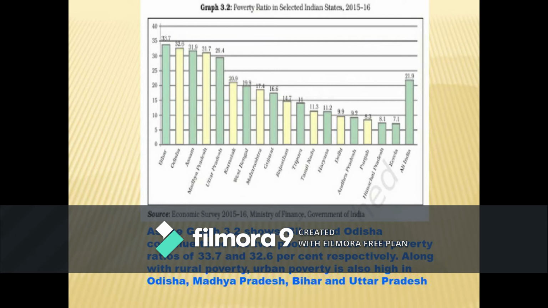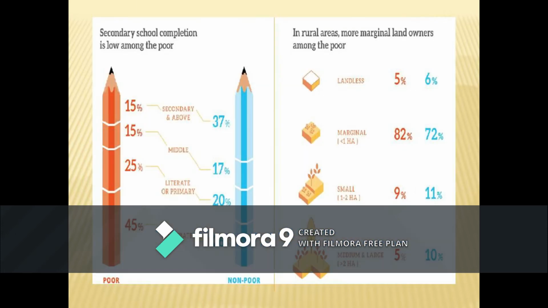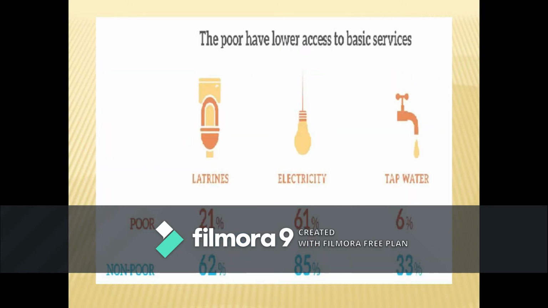Along with rural poverty, urban poverty is also high in Odisha, Madhya Pradesh, Bihar and Uttar Pradesh. We can see that secondary school completion is very low among the poor. Also, in rural areas there are more marginal landowners among the poor. So the literacy rate, landholding and medical care all become low among the poor. They don't have tap water which is hygienic and clean. They don't have electricity in their houses.